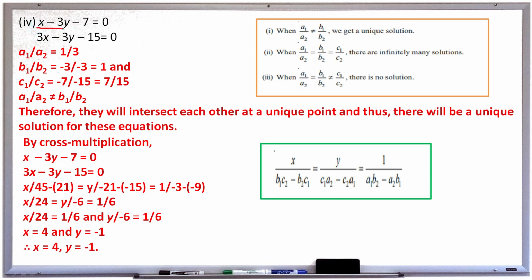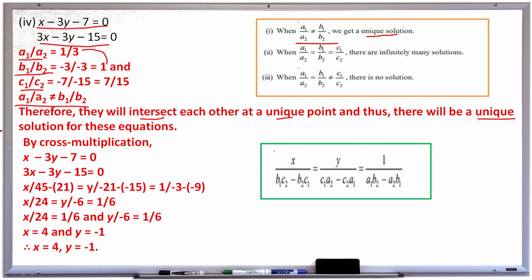Now question number 4. x minus 3y minus 7 is equal to 0, and 3x minus 3y minus 15 is equal to 0. Now again we are going to find the value of a1 by a2, b1 by b2, c1 by c2. Here you see a1 by a2 and b1 by b2, the values are not equal. If the values are not equal, we get a unique solution. That is the condition. So they will intersect each other at a unique point. There will be a unique solution.